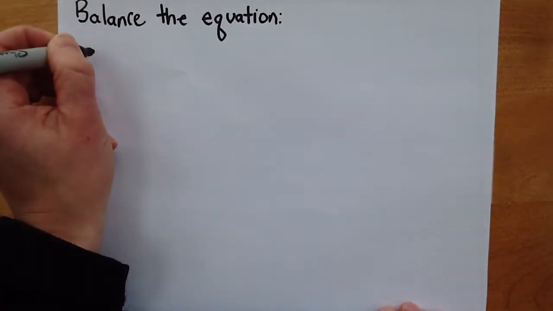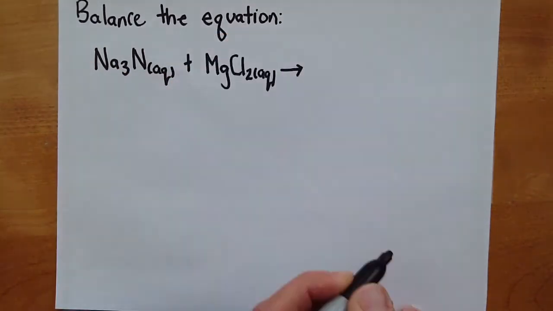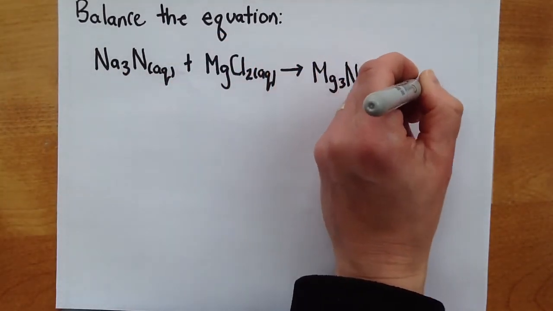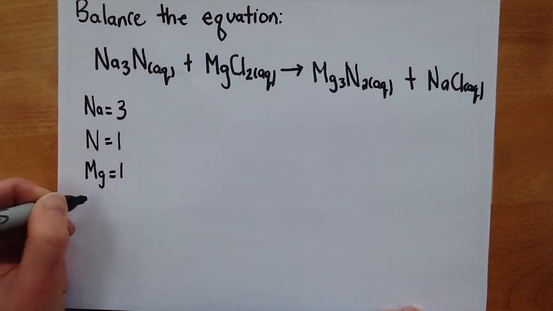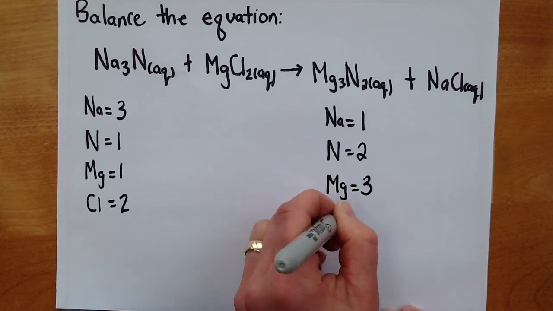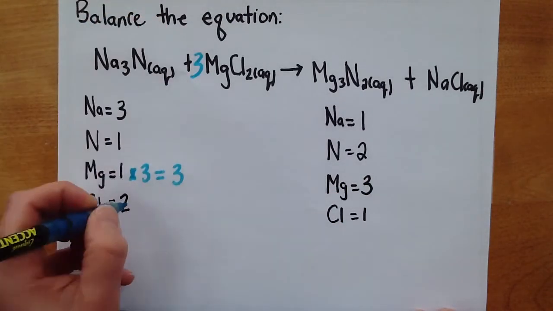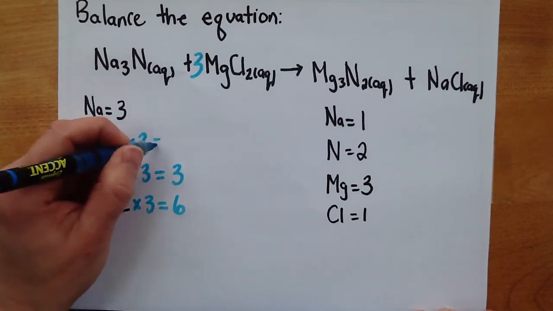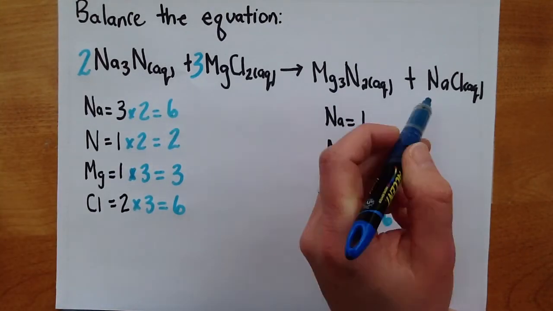To balance an equation, the easiest thing to do is write down the symbol for each element involved in the chemical reaction. Then count the number of atoms for each of those elements. That has been done with the black marker. Then use coefficients to make the number of atoms on the reactant side the same as the number of atoms on the product side. This has been done with the blue marker.